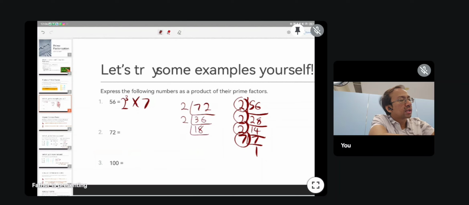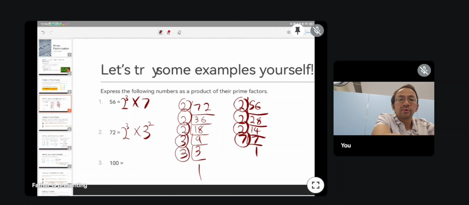Divide by 2 again, I get 18. Divide by 2 again, I get 9. Now, can I divide by 2 further? Cannot, right? Move to the next prime number. I can now divide by 3. I get 3. Then I divide by 3 again, I get 1. So now it becomes 2 times 2 times 2 times 3 times 3. So how many 2's are there? 3. So 2 to the power of 3 times 3 to the power of 2.